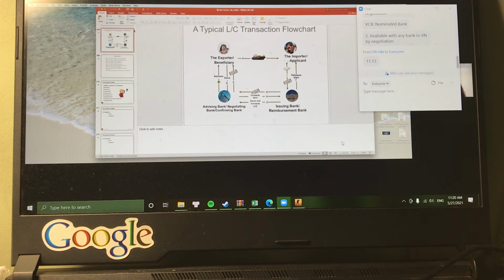And then advise the importer of the LC. Advise someone of something. Thông báo cho ai cái gì. So in this case, advising bank advise beneficiary exporter of LC. It means thông báo LC cho người thụ hưởng. It is step number 3. But remember, like Mr. Tang said before, before transfer the LC to exporter, the advising bank needs to check the appearance of the LC, right?